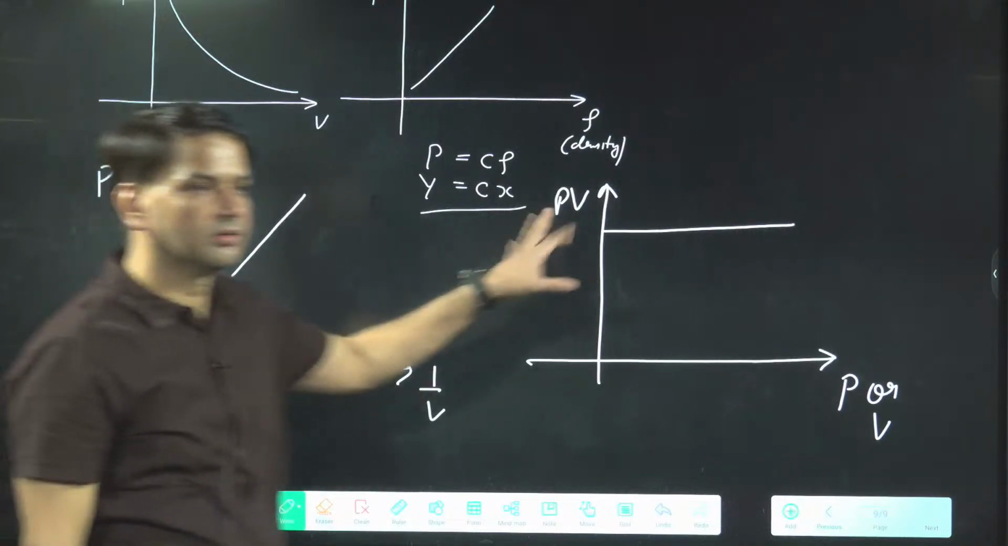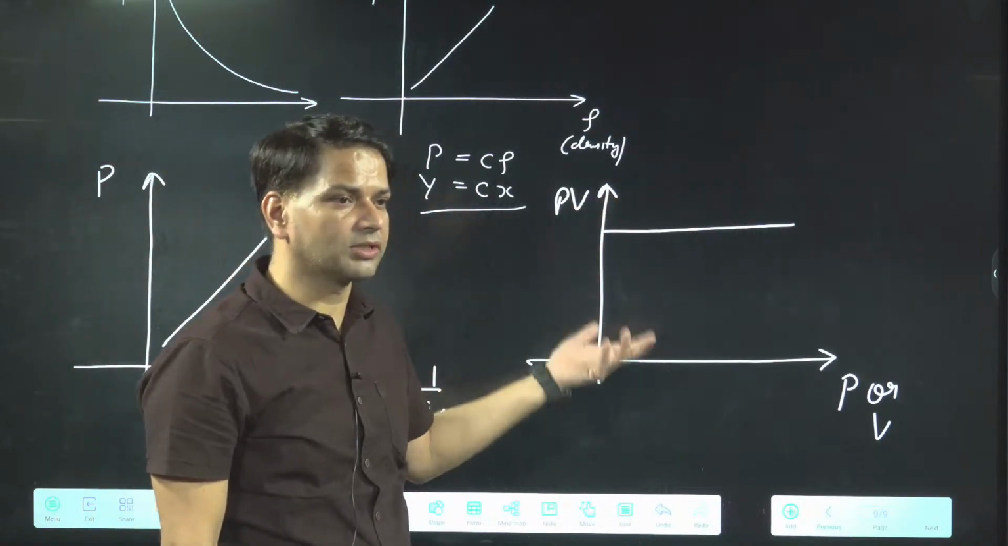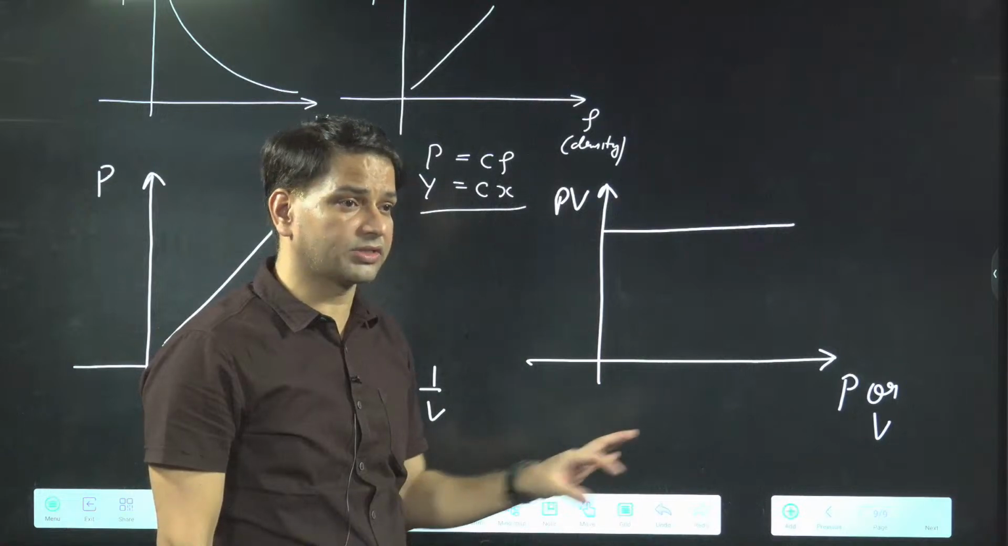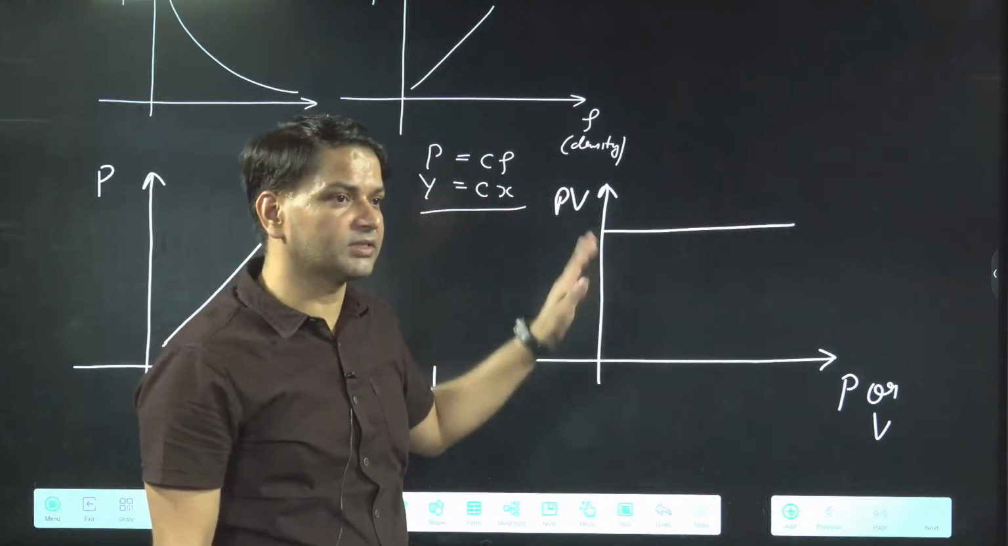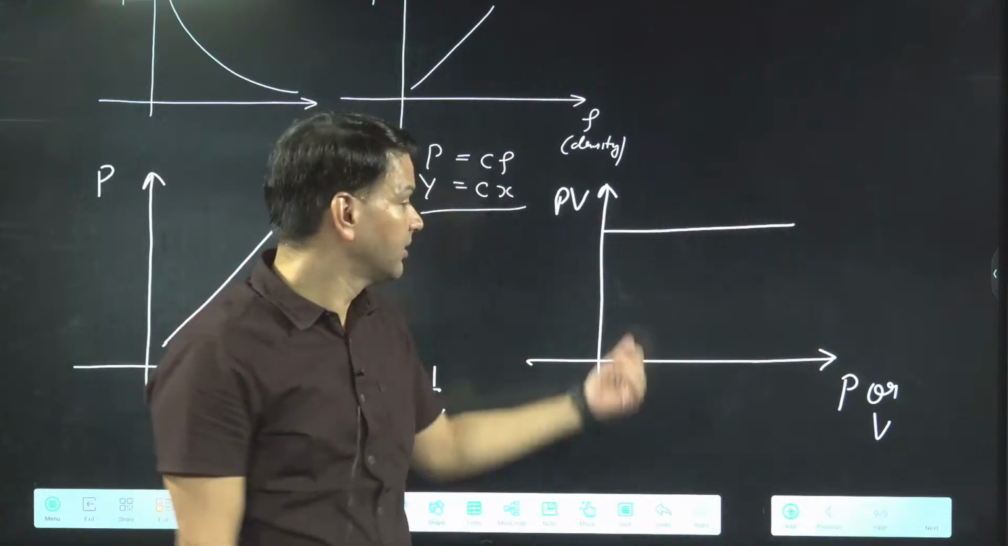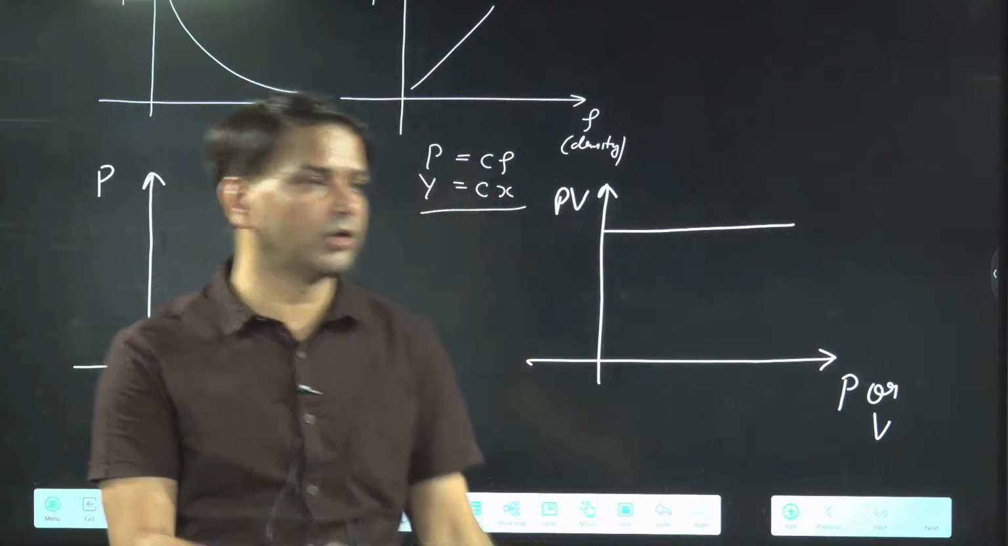Understood or not? Because at constant temperature, PV is constant. Maybe I am taking different P values. If P is more, V will be less. Their product will be constant. So that's why it does not depend separately on the value of P or V.